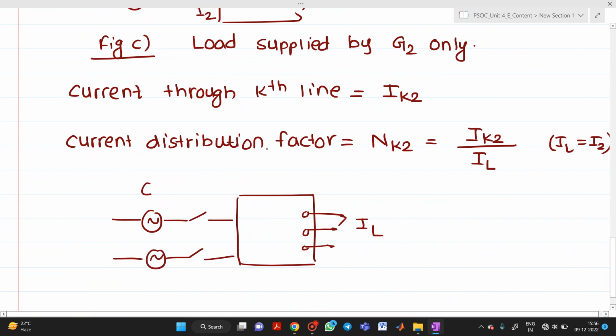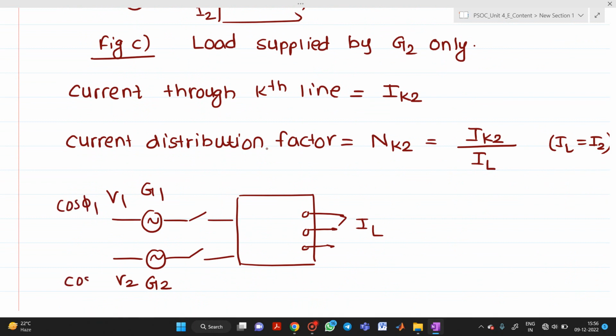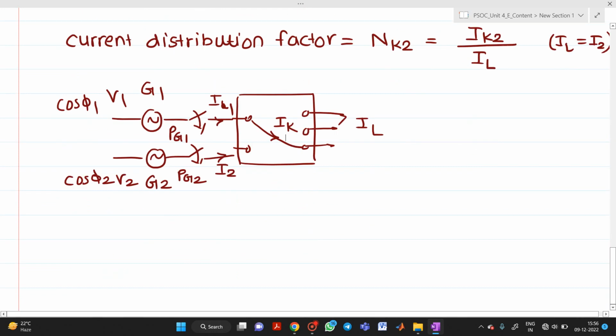This will be generator G1, this will be generator G2, with voltages V1, V2, and power factors cos phi 1, cos phi 2. Both the switches will be closed, so here you will get outputs Pg1 and Pg2. Current I1 will flow through generator 1, current I2 will flow through generator 2, and let's say this is again the kth line, so I will represent this current as IK. So this will be your next figure.